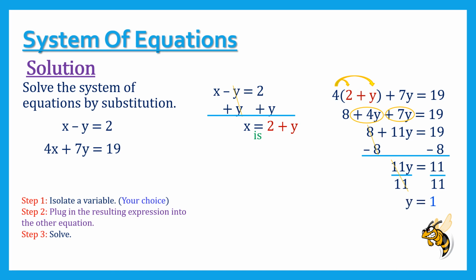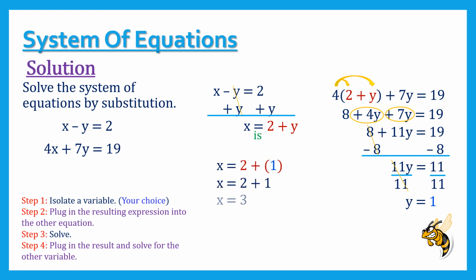Now that I know that y is equal to 1, I'm going to replace it inside the expression of 2 plus y to get the value for x. So therefore, x is equal to 2 plus 1, and x is therefore equal to 3.